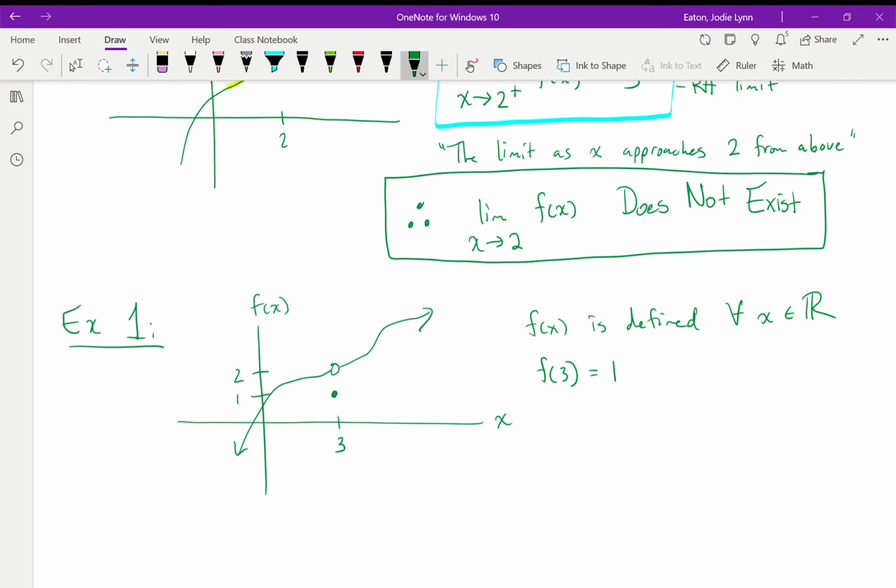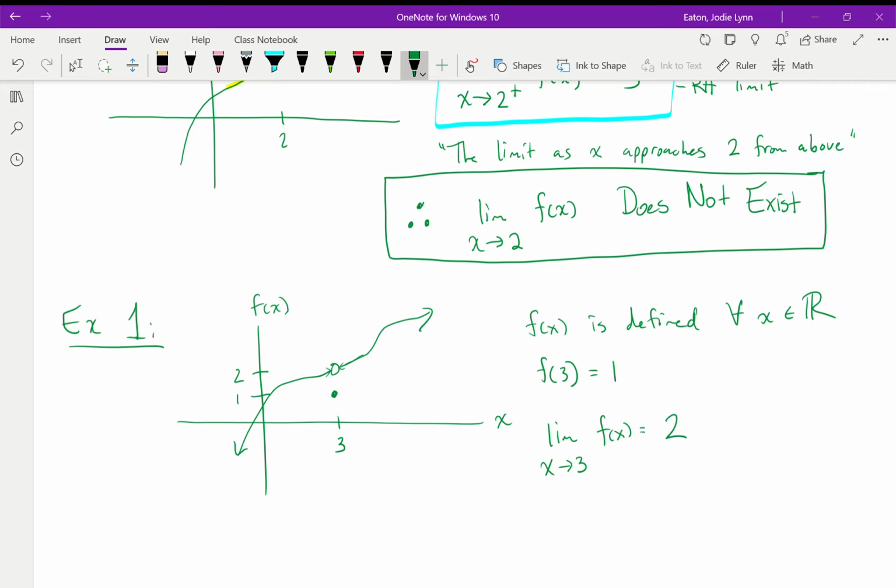So what we can say is the limit as x approaches 3 of f of x, well, we're not really heading for 1. That's just a little bit of a jump that's happened just at that one point. We're heading for 2. So the limit as x approaches 3 of f of x, and we're heading the same way in both directions. We're heading for that same point. So the limit is equal to 2.